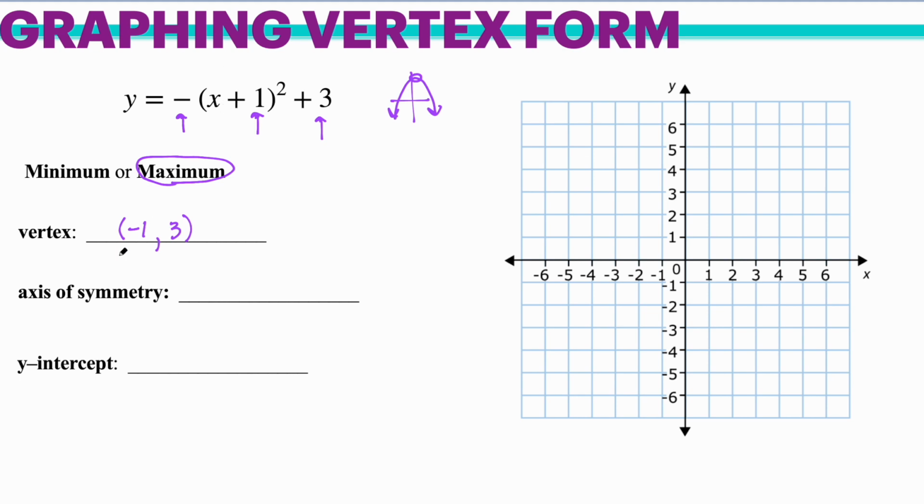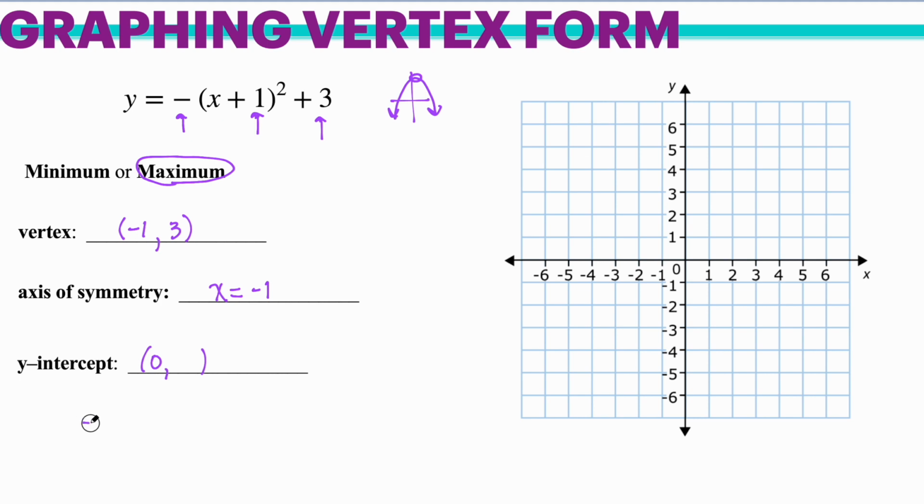Again, why is it opposite? Because you have to think what number plus 1 gives you 0. And the answer is negative 1. Negative 1 plus 1 would give you 0 on the inside, and so that's why your vertex is negative 1 for the x. And so the axis of symmetry is going to be x equals whatever your x value is, and the y-intercept is where you are going to plug in 0.